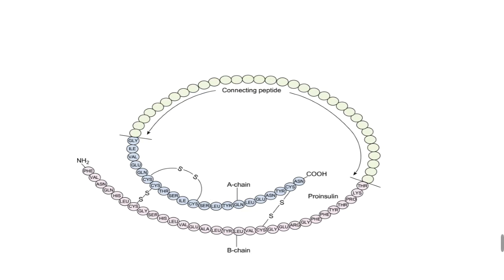When the body needs insulin, there will be disconnection between the connecting peptide and the proinsulin. There will be two molecules. The first is the connecting peptide, which is inactive, and the other is the active insulin. Okay, till now.